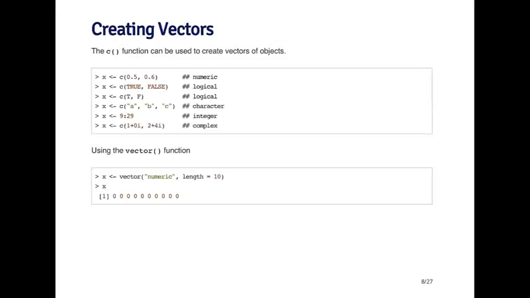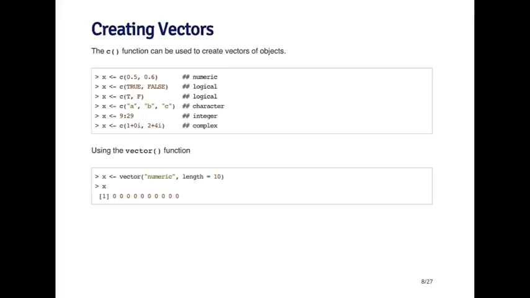So the c function is another function that can be used to create vectors of objects. You can think of c as standing for concatenate, because it can be used to concatenate things together. So for example, I can create an object called x by concatenating 0.5 and 0.6, and that will give me a numeric vector of length 2, where the first element is 0.5 and the second element is 0.6.